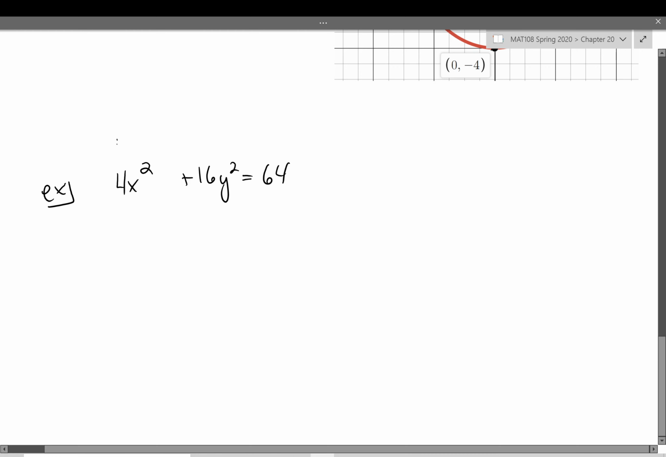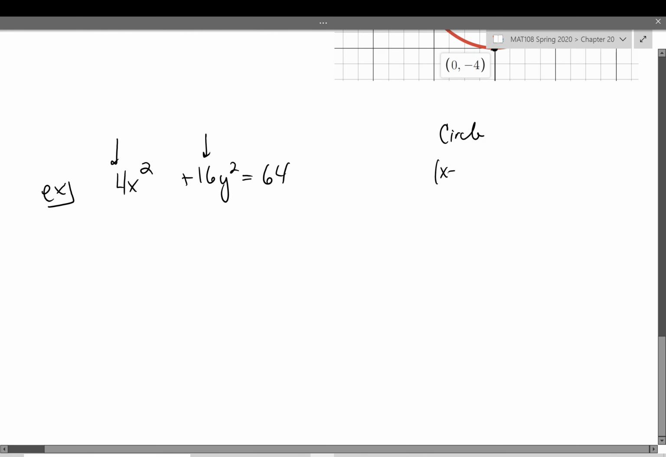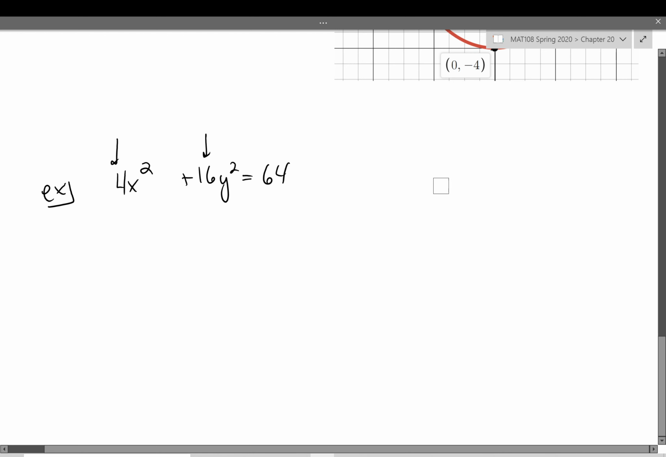However, notice that we have the coefficients out front, and that changes things. If we go back to a circle, remember the general form of a circle looks like this: x minus h squared plus y minus k squared equals r squared. Notice the coefficients out in front, they're ones. And because this coefficient is a 4 and in front of the y squared it's a 16, that changes the game. So we're going to have to figure out how we can rewrite this as x minus h squared over a squared plus y minus k squared over b squared equals, in this case, 1. Okay? And it's actually not as difficult as you think.